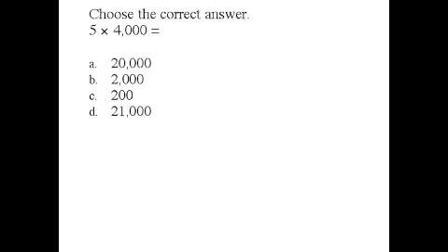This question is brought to you by Chloe and Miss Dorfner. Choose the correct answer. 5 times 4,000. We look for the math fact in 5 times 4,000, which is 5 and 4. So Chloe is going to underline the 5 and the 4. 5 times 4 equals 20. So Chloe will write that. Then she's going to count up her zeros. We have 1, 2, 3. So she'll add those to the end. And her answer is 20,000.